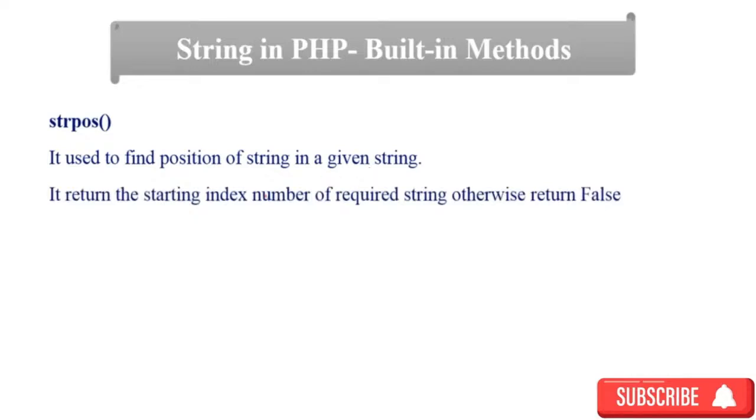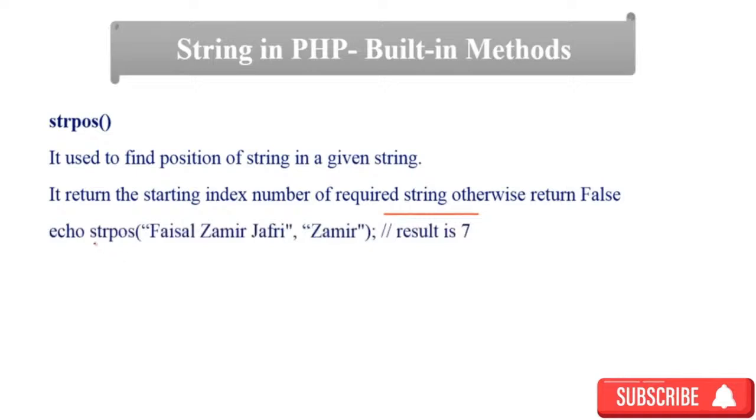Another is string position. If you want to find the position of any string, you can use this string position method. It is used to find the position of a string in a given string. It returns the starting index number of the required string, otherwise it will return a false value. For example, echo string position of Zamir in Faisal Zamir Jafri, so it will return 7 because it starts from index number 7.